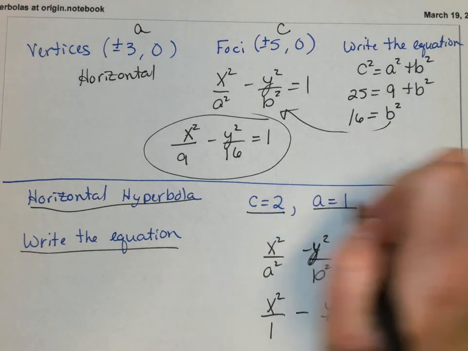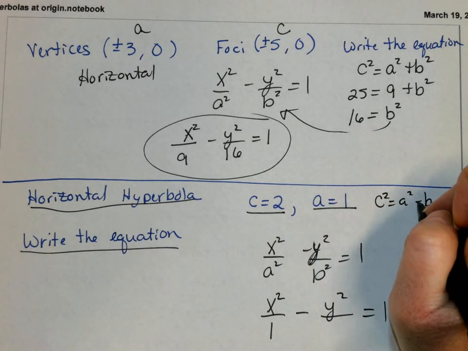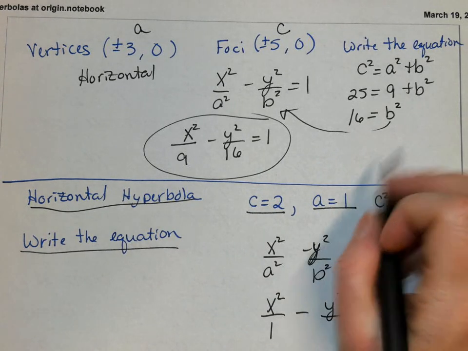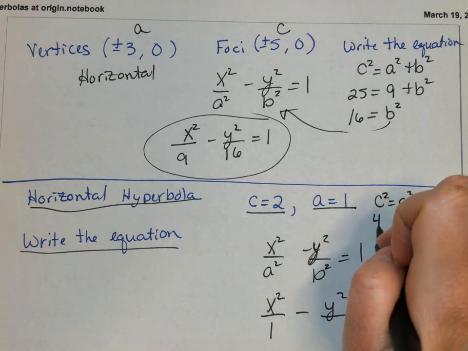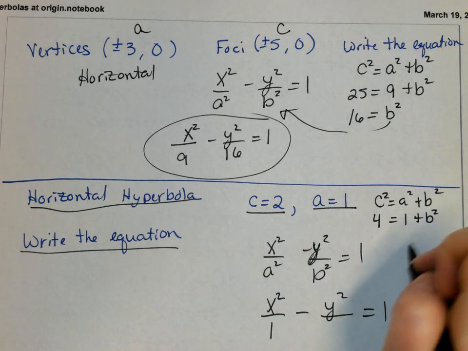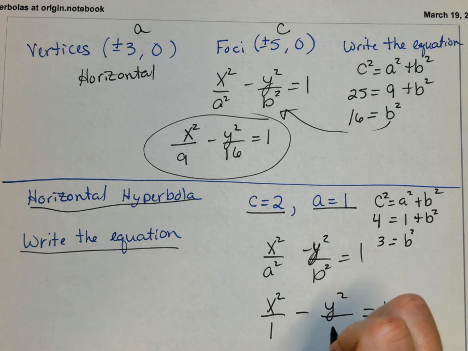Well, I know that C squared is A squared plus B squared. Sorry, I've done too many ellipses lately. Okay, C is 2, so C squared is 4. A is 1, so A squared is 1. So B squared is 3. Again, I don't need B, I need B squared. So I write the equation, and here's my answer.